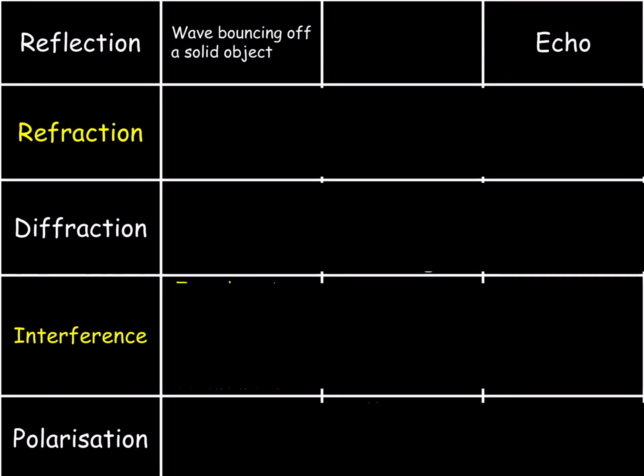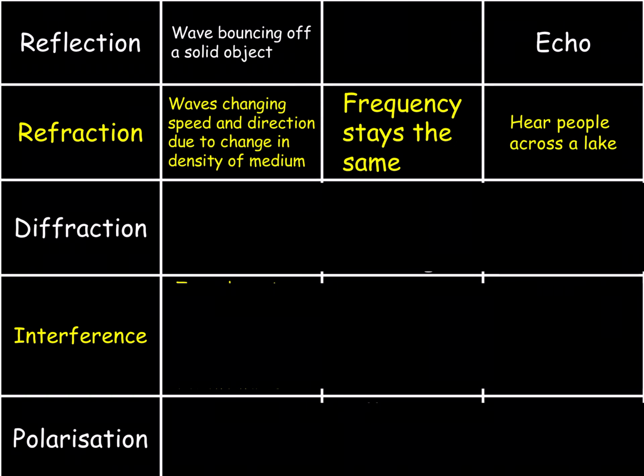So, very briefly, last section. Reflection: a wave bouncing off an object, for example an echo. Refraction: a wave changing speed and direction due to the change in density. So it changes speed and therefore direction. The frequency stays the same. And an example, well, you can use Snell's law or bone bending. I've used the example of people hearing across lakes because when the air is cold above the water, it refracts the sound back down again.